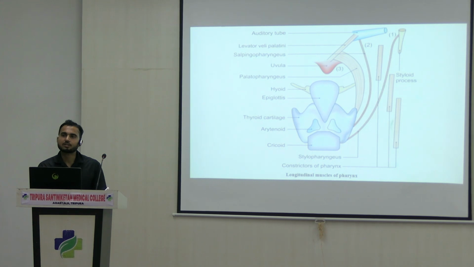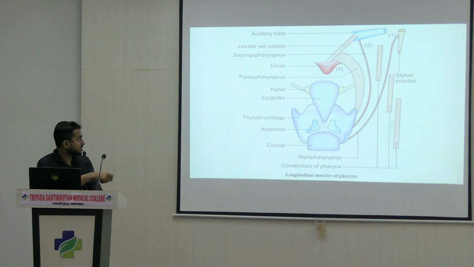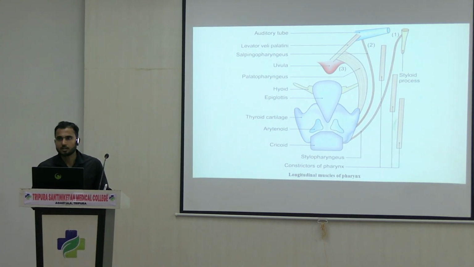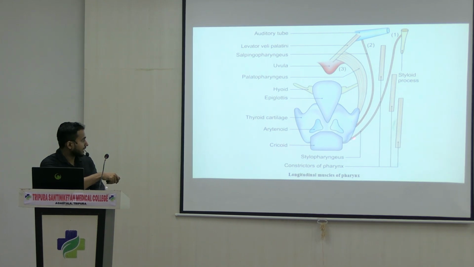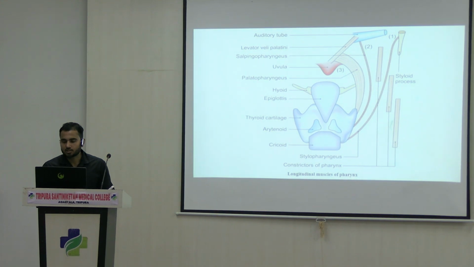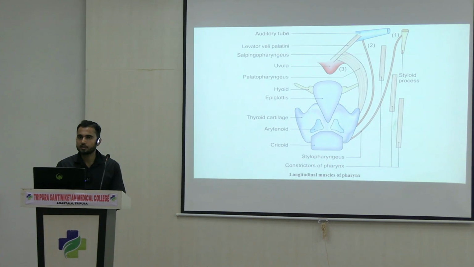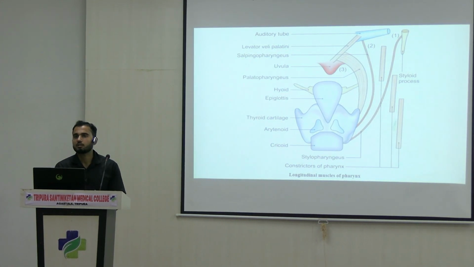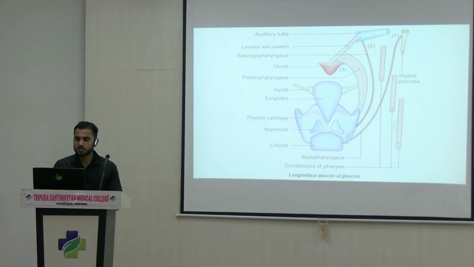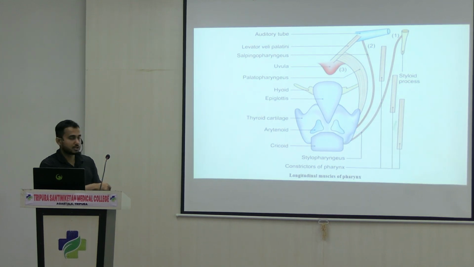So what does stylopharyngeus mean? From which part will it arise? The styloid process. As you can see, this is the styloid process, the medial aspect of the styloid process. And where will they go and attach? Into the posterior border of the lamina of the thyroid cartilage. That is the point of attachment, or you can say the point of insertion: the posterior border of the lamina of the thyroid cartilage.